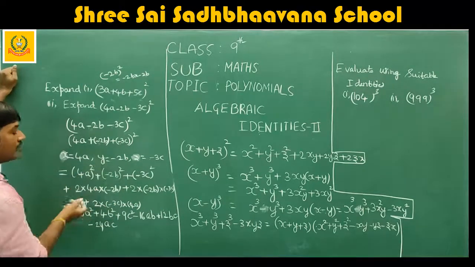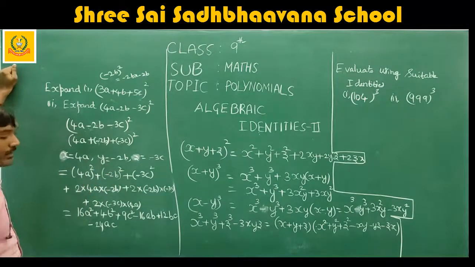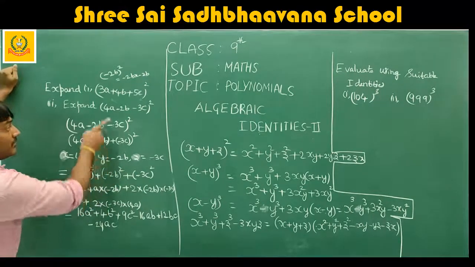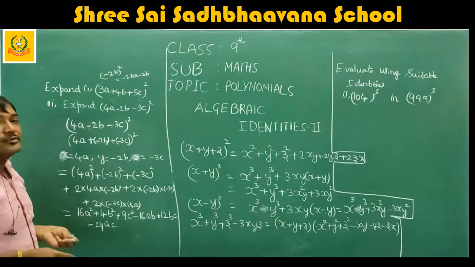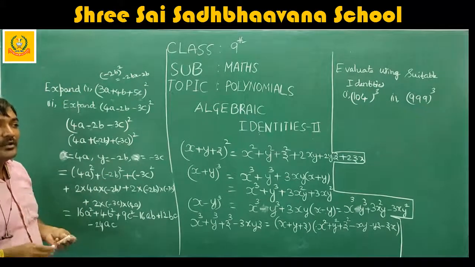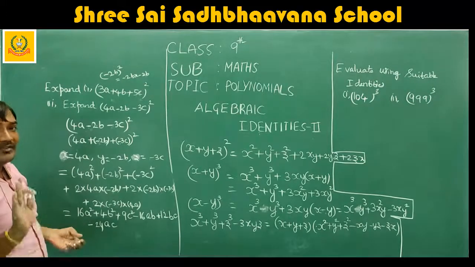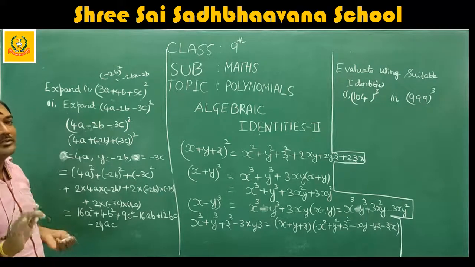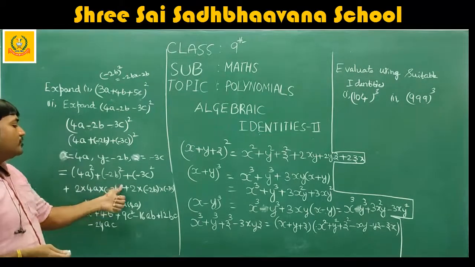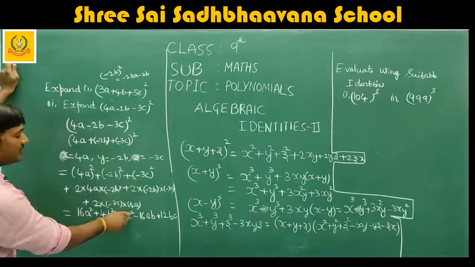Afterwards, 4a whole square, which is 16a square, and minus 2b whole square, which is 4b square, because I have written here. You can just check it out. Minus 2b whole square is nothing but minus 2b into minus 2b. Always remember, whichever thing you are squaring, you will never get negative values. Square of any number is always positive. So minus 2b whole square is obviously 4b square, minus 3c whole square is 9c square.